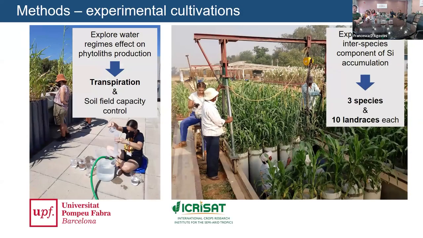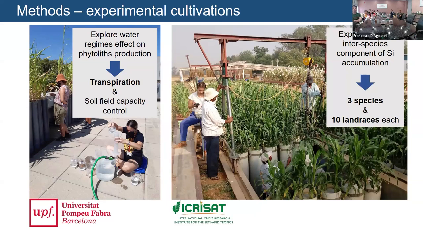So to answer all these questions, we decided to go experimental, and we started by cultivating three different species of C4 crops, which were the same I was mentioning before: finger millet, pearl millet, and sorghum, which, as I was saying, are pretty common species in drylands. For each species, we selected 10 different landraces coming from South Asia and Africa. The idea was to explore all the possible taxonomic components of biosilica accumulation in Africa and South Asia, which are the areas we are mostly interested in studying, and also to have the possibility to compare both intra- and interspecies variability.